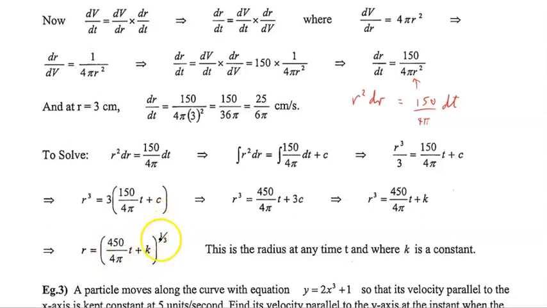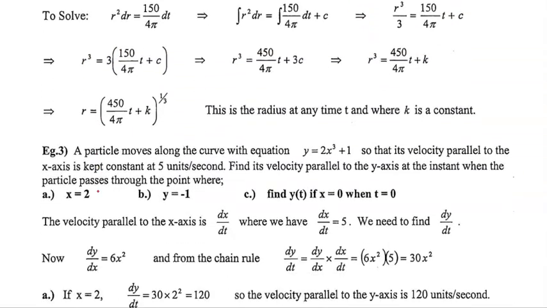So this gives us the radius at any moment in time, where k is still an unknown constant because we've only derived the general solution here. We haven't gone for a particular solution, but the general solution has that form. It just depends on initial conditions or boundary conditions to determine what k is.